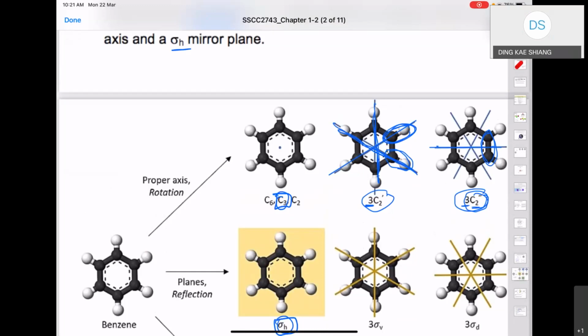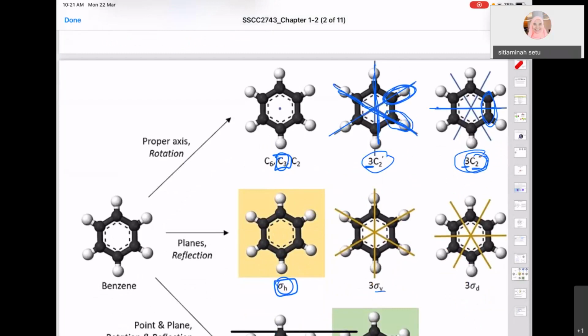Okay, itu sahaja. Thank you, doktor. So sama juga macam sigma V kan. Sigma V ni, dia ada 3 plane. So sebab tu kita letak 3. Sigma D ada 3 plane, sebab tu kita letak 3 kat depan dia. Okay, thank you, doktor.